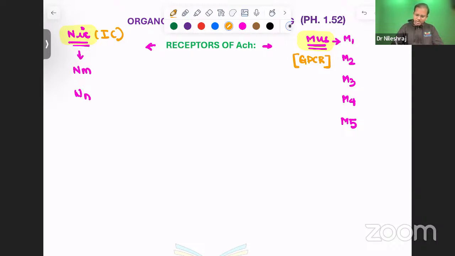G protein coupled receptors actually have many different subtypes. The most classical 3 major subtypes are GS, GQ and GI. Out of all these, the most common are GS and GQ. Of course, there are GI receptors which are present on the presynaptic terminal. Explanation of what exactly these G protein coupled receptors are is a different long answer question, so we'll discuss that separately in one more session.